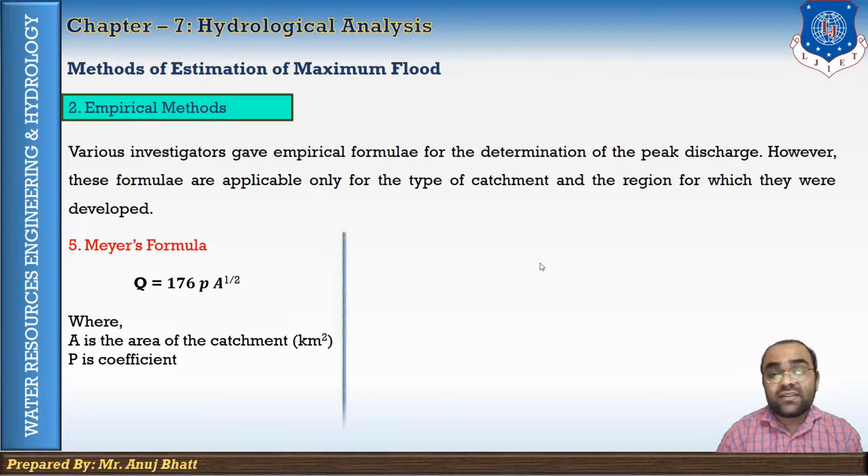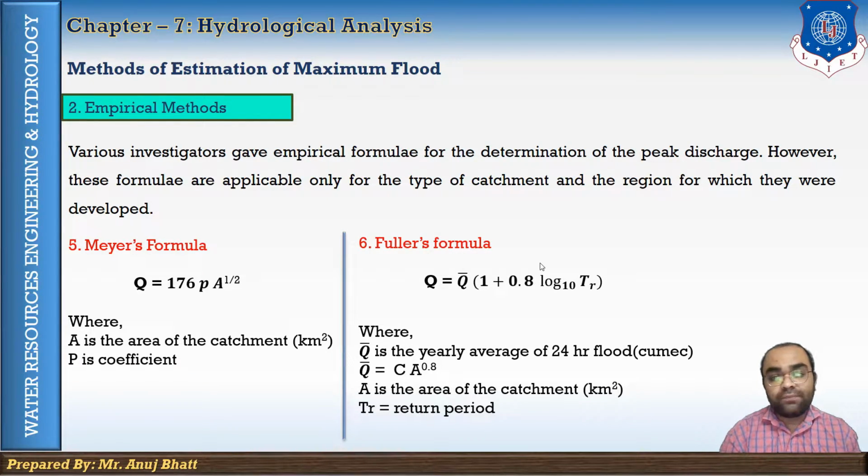And the last is the Fuller's formula. That is also developed in USA, and here the value of peak discharge is Q bar into 1 plus 0.8 log TR base 10. Here the Q bar is the maximum 24-hour flood with a return period of TR years. A is the area and C is the coefficient whose value varies between 0.18 to 1.88. Here TR is nothing but the return period.